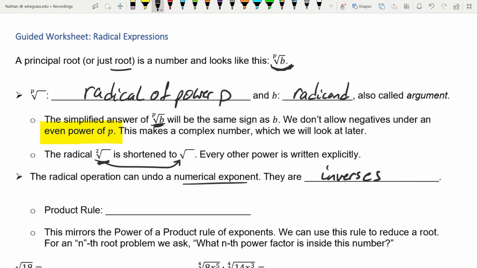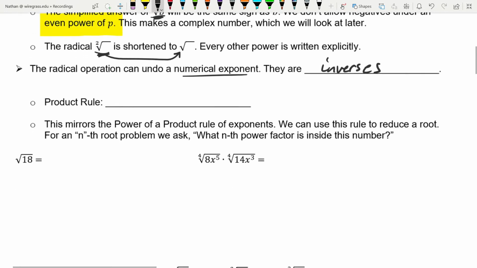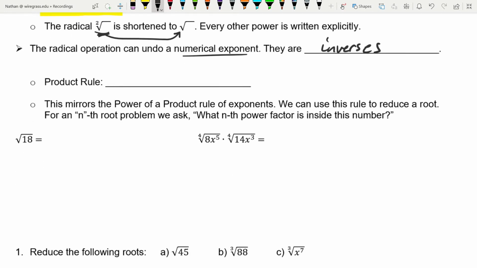When working with expressions that involve radicals, we have different rules, kind of like the exponent rules that we had in the previous video. The product rule is the pth root of two things multiplying is the same thing as the pth root of the first times the pth root of the second. So you can break up a radical over multiplication. The nice thing about this is it allows us to reduce roots by finding a pth power factor in there, if that makes sense.